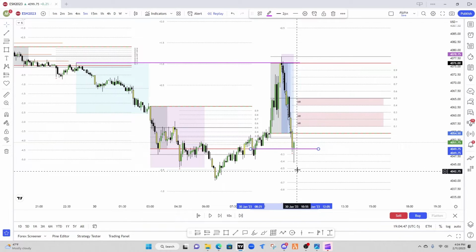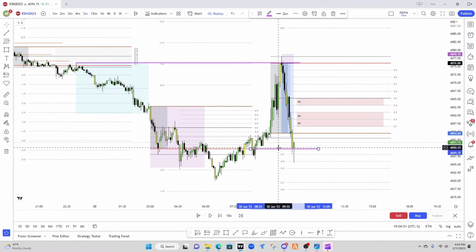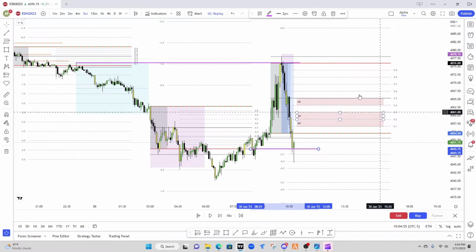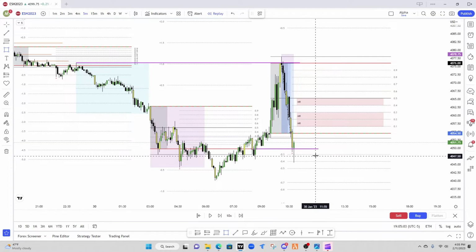So we've made our confirmation here. We respected the ODR's IDR low. We've marked out our max retracement. So let's mark out our standard deviation extensions, or our max extensions, which we have at 0.3 to 0.4.